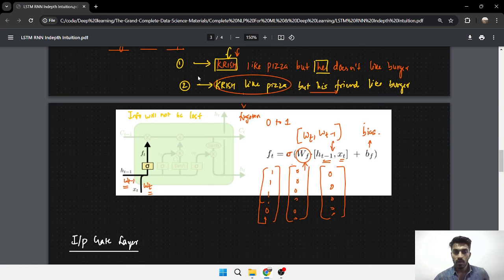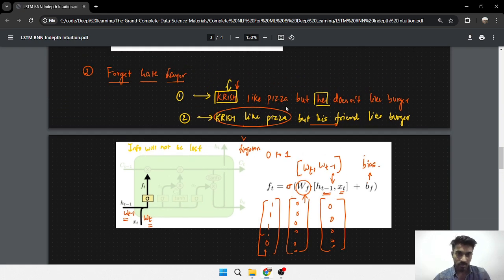Listen very carefully. Chris likes pizza, but he does not like burger. So here the context has not changed, and we will get a vector which is near the previous one. But here: Chris likes pizza but his friend... Now we are talking about his friend, so we have to forget about Chris and focus on his friend. By applying the cross function, we will get a different vector.